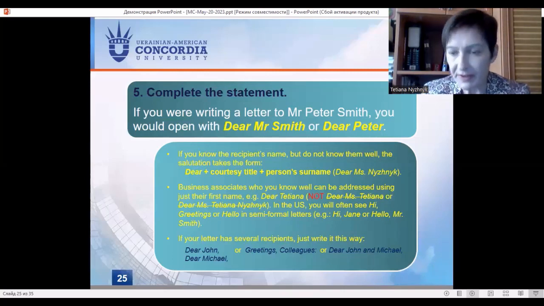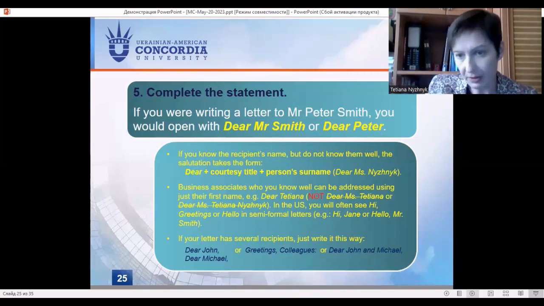If there are several recipients of the letter, like if you are addressing a letter to John and Michael, there are 3 alternatives. For example, you can swap the names with colleagues or peers. Then you can join the names of the people with and, or you can start a separate line for each of them, like dear John, comma, next line, dear Michael, comma, and then the text of the letter.